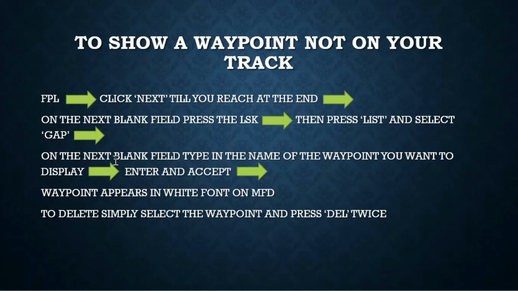When you select gap, it will appear on the first field that you selected, and then there will be a next blank field which you'll have to select, and then you'll type in the name of the waypoint you want to display. In this case, let's say ROVM, which we will show in a moment. Then you will press enter and accept. Once you do this procedure, you will see this waypoint appearing in white font on the MFD. And to delete it, you simply select the waypoint and press delete twice, and then you're done. So let me show you how we do this in practice on the FMS. Let's go and do it.